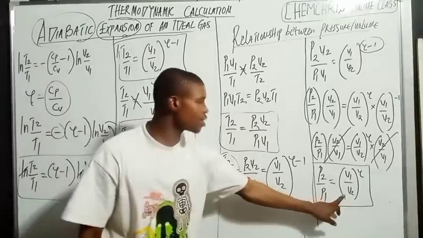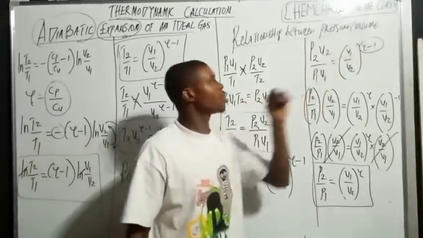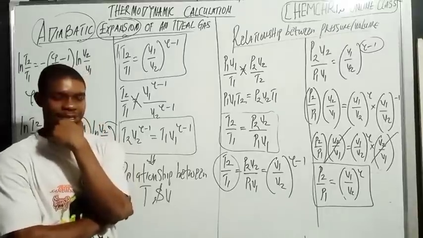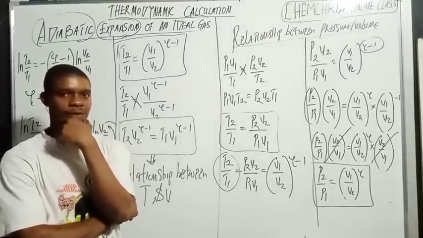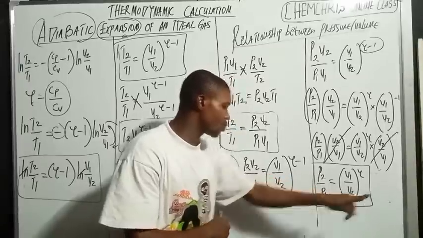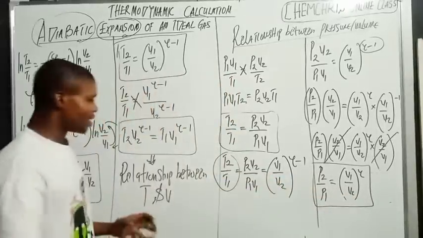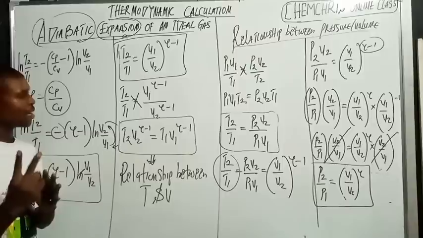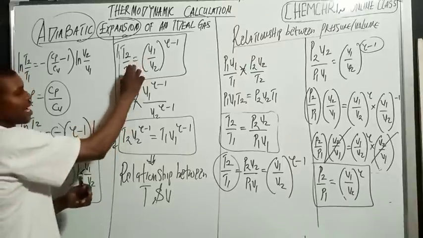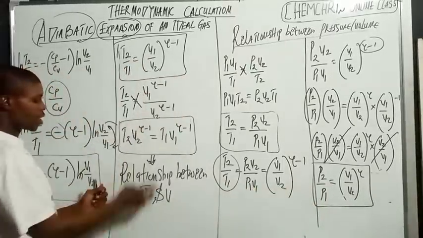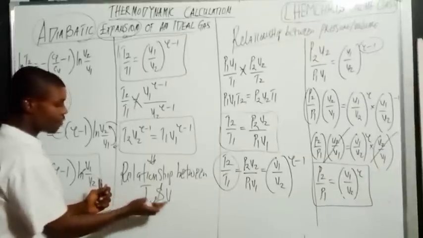So this is the relationship between pressure and volume. We're talking about adiabatic expansion of an ideal gas. Do you understand? Adiabatic expansion of an ideal gas. So this is what we want to look at here. These are the two key formulas we have derived, this guy and this one here. You understand? This is the relation between pressure, temperature and volume.